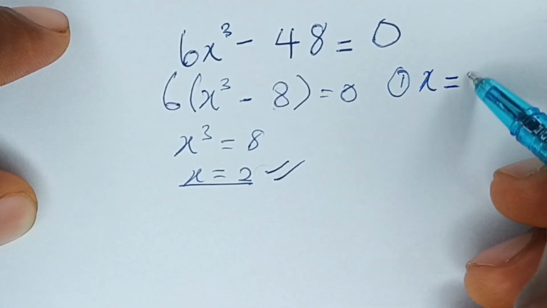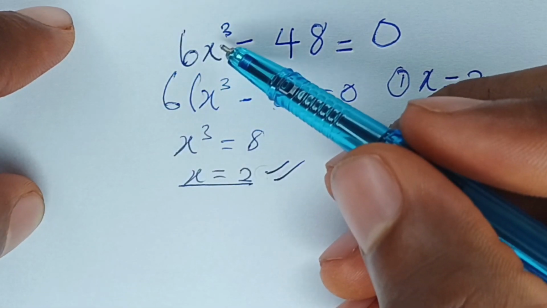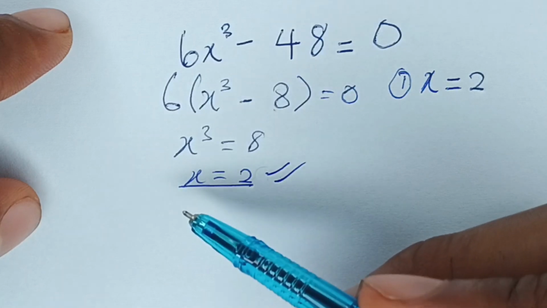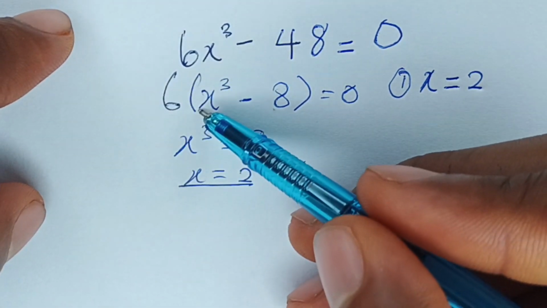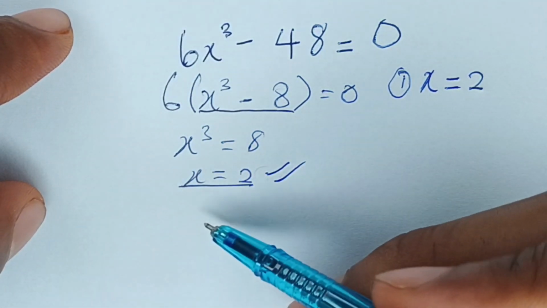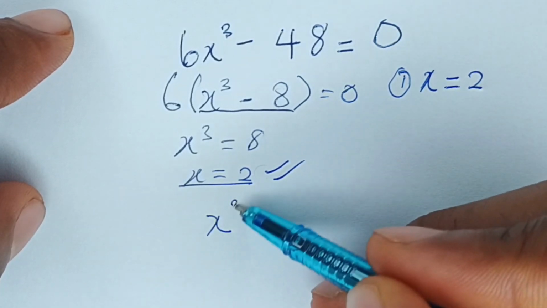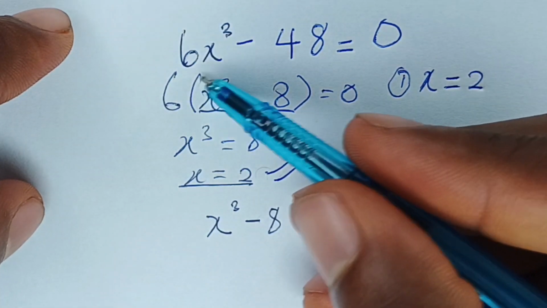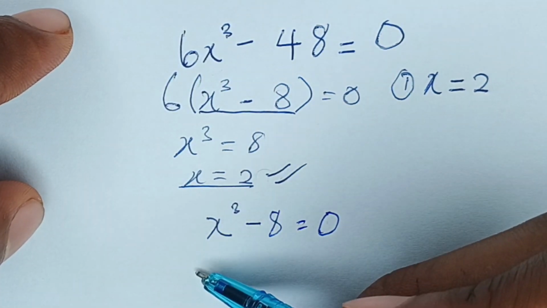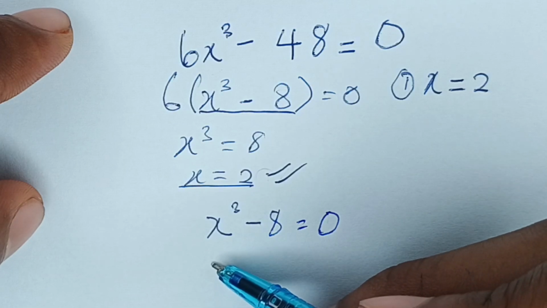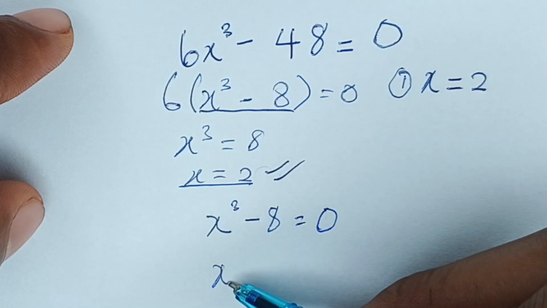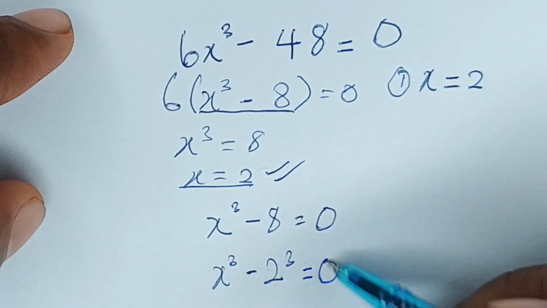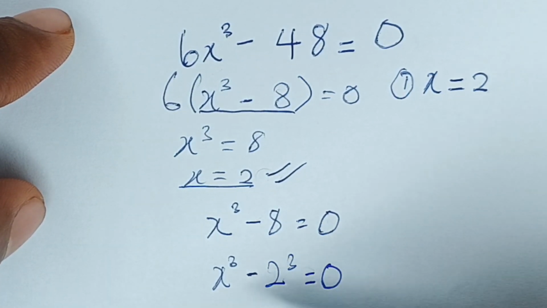This equation has the greatest power of x to be 3. Hence, you have to find 3 answers in this equation. So what we'll simply do from here: we'll write that x cubed minus 8 is equal to 0, which is reducing this equation by 6. Then the next thing to do is to say that this same x cubed will now be subtracting 2 cubed. So x cubed minus 2 cubed is now equal to 0.